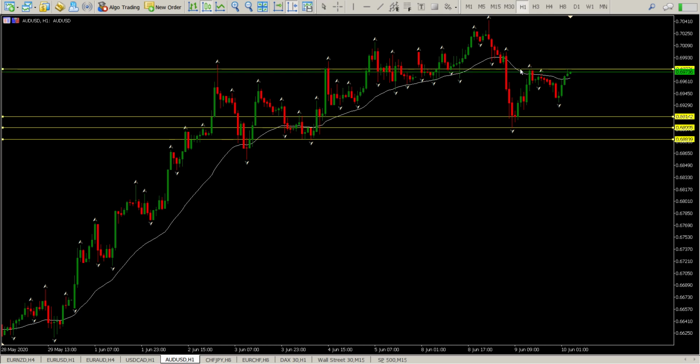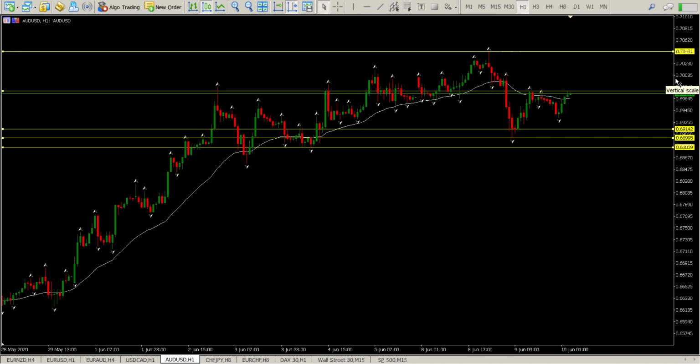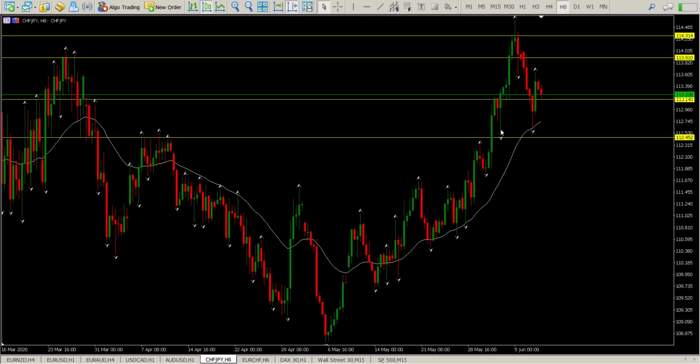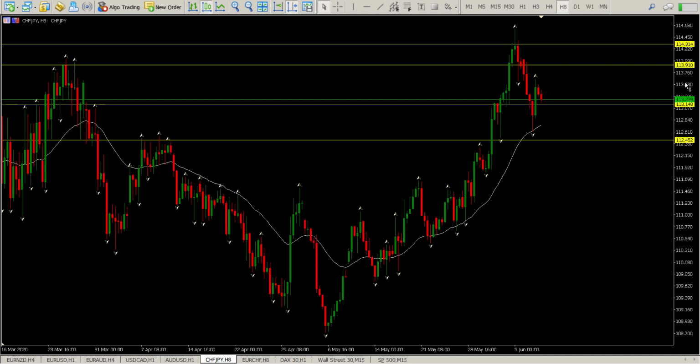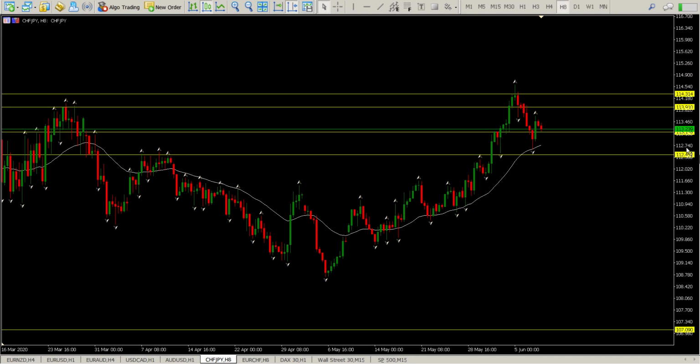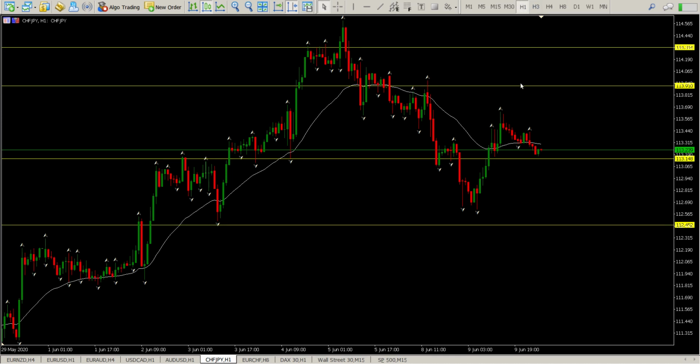So what we're looking for now is a break above 069776. That would validate the double bottom, and that double bottom target is going to be testing the highs again. Okay, Swiss franc, Japanese yen. So this was looking like an opportunity for a long. You can see we almost came back down to 112452. I think for me right now, this is kind of neutral.